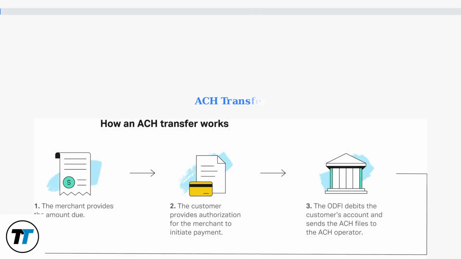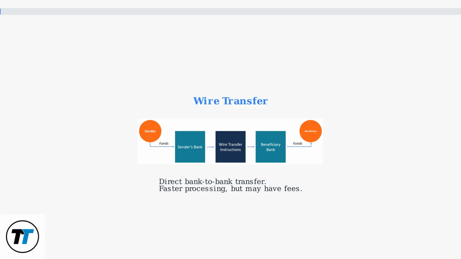One option is ACH transfer, which is a bank-to-bank method through the ACH network. This is cost-effective but requires 1 to 3 business days for funds to clear and become available. Wire transfers provide direct bank-to-bank movement of funds. They typically process faster than ACH, but may involve higher fees depending on your bank.